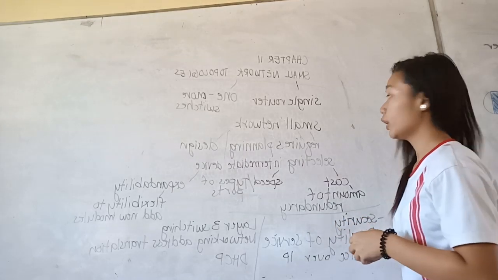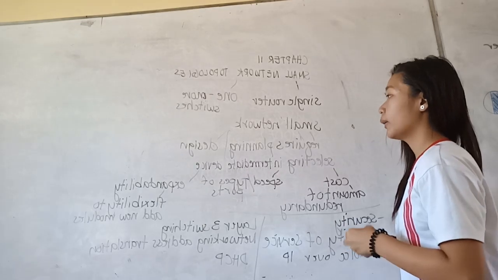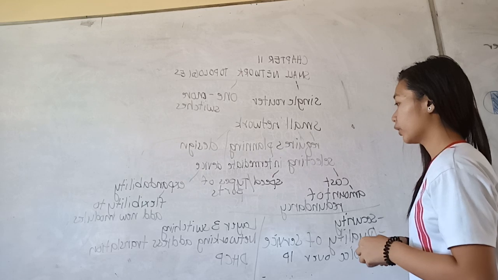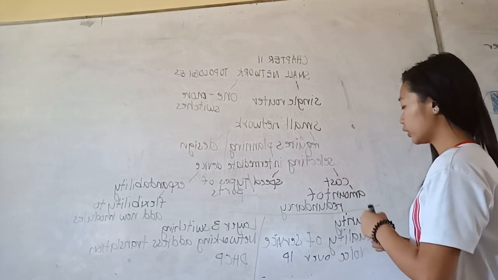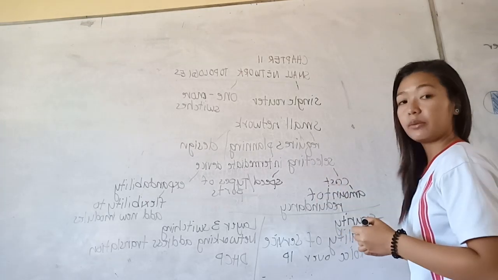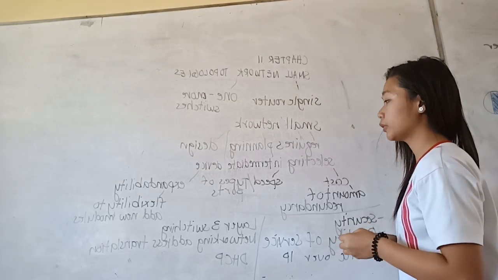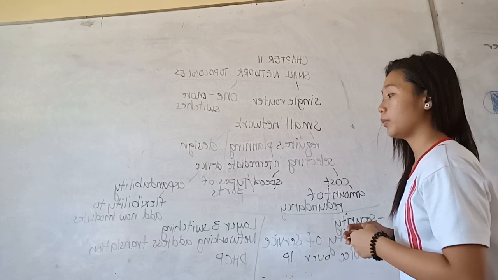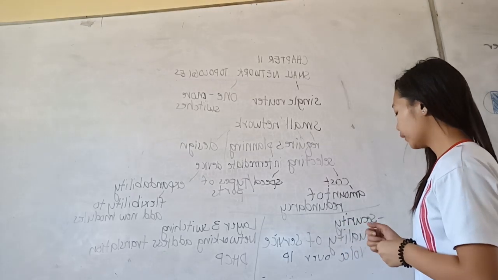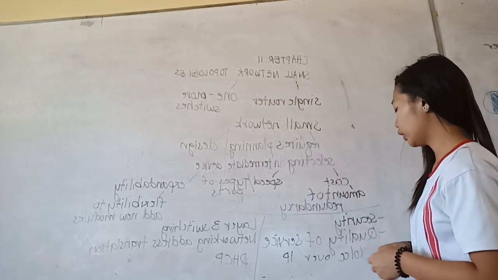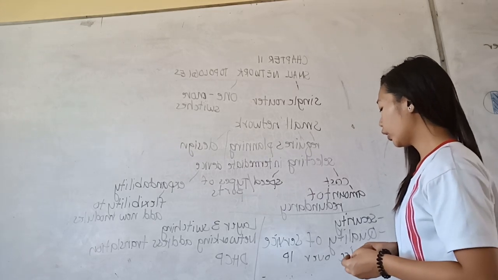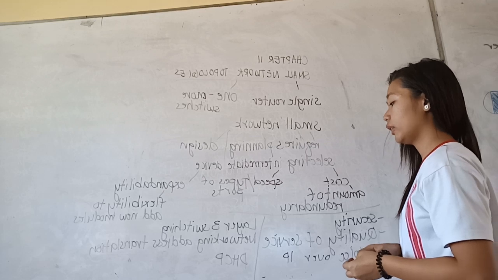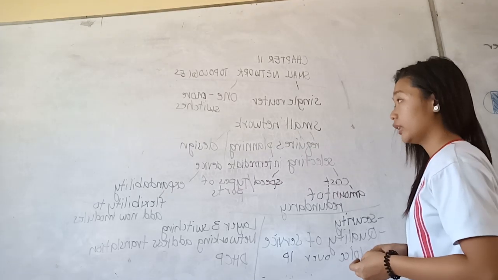Then we have the small network. It requires planning and design. In selecting intermediate devices, we have to focus on cost, which includes the amount of redundancy, then the speed and types of ports, then expandability, the flexibility to add new modules, then we have security, quality of service, voice over IP, layer 3 switching, network address translation, and the last one is DHCP.